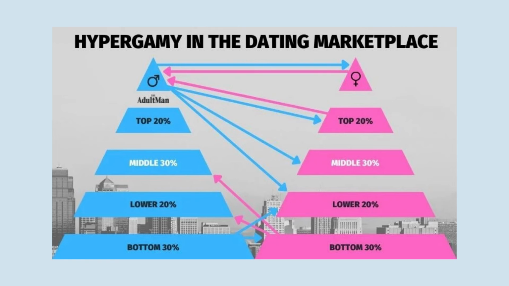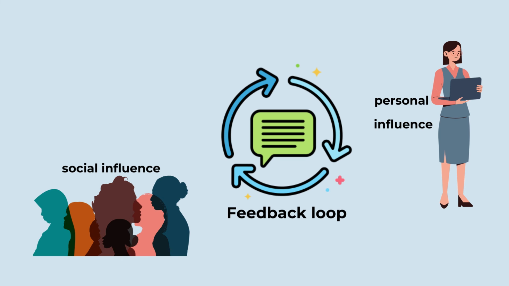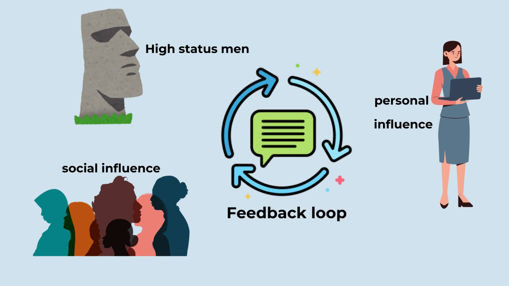When we consider hypergamy through the lens of mimetic desire, it becomes evident that women's preferences are often shaped not just by individual desires, but also by the influence of societal norms and the behaviors of other women. Women may be drawn to men who are perceived as successful or desirable based on the admiration and choices of their peers. This creates a feedback loop where the desire for high status partners is not just about personal preference, but is also mediated by the actions and desires of others.